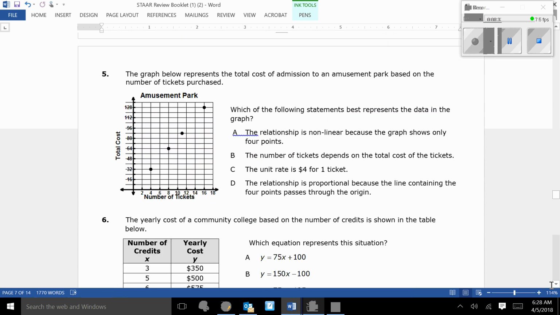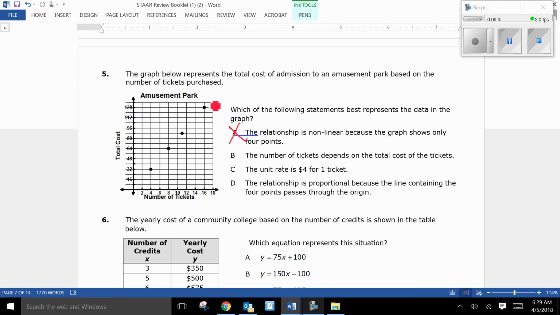Number 5. The graph below represents the total cost of admission to an amusement park based on the number of tickets purchased. Which of the following statements best represents the data in the graph? The relationship is nonlinear because the graph shows only 4 points. That is not true. Just because there's no line drawn doesn't mean it's not linear. If I were to connect these points, it would be a linear relationship. Okay. So that is not true.